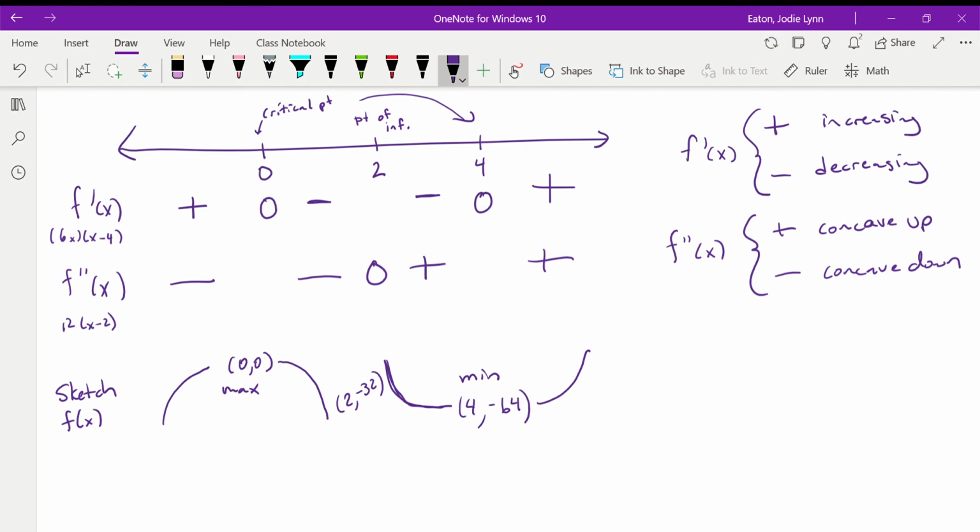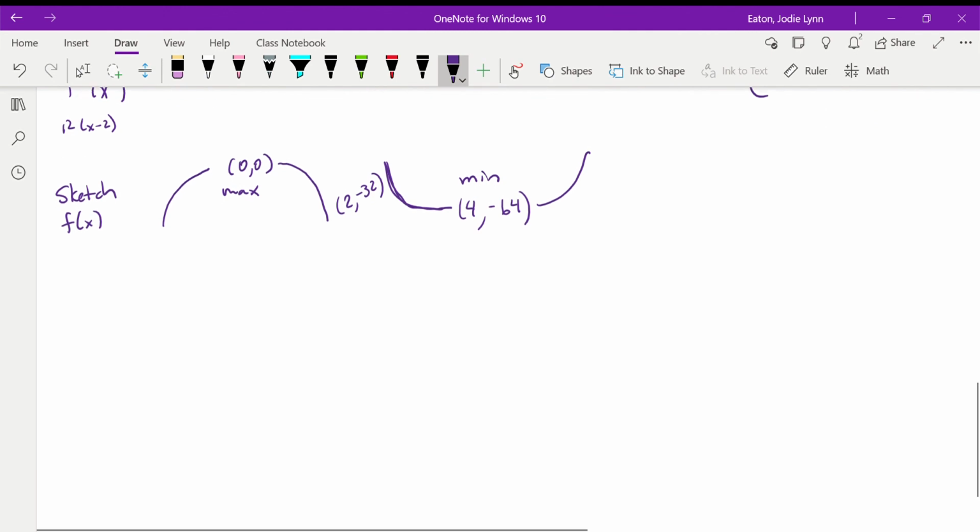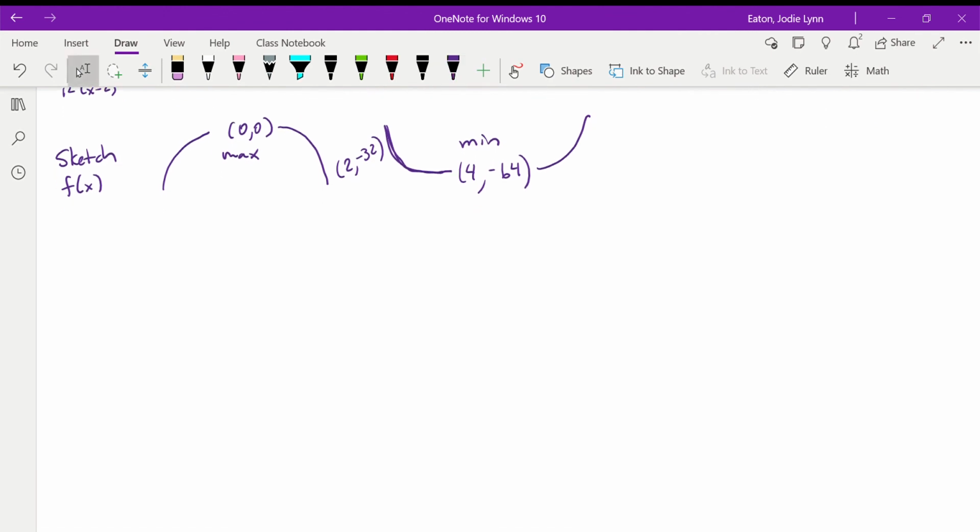We can see we start concave down, and that is anything less than 0. We are going to our point 2 comma negative 32, where we switch concavity, and then we're going to a minimum at 4 comma negative 64. So now we are going to draw a nice detailed sort of graph here.